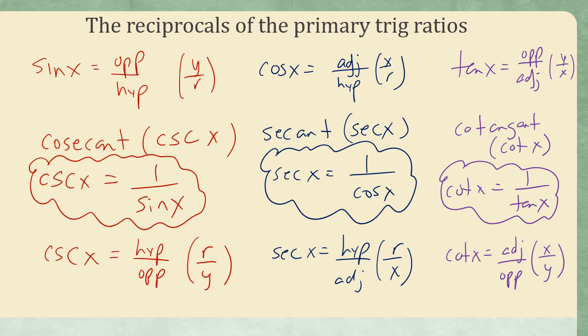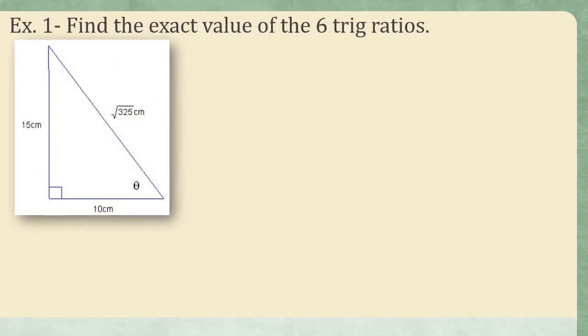cotangents. Our first example: find the exact value of the 6 trig ratios. The first thing you are going to want to do, again, we have root 325. That is not a nice number, it's a decimal, but we can break up 325 into 25 and 13. 25 times 13 is 325. 25 has a nice square root, 5. So I just verbally went over how to simplify that. That becomes 5 root 13. Make sure if this was a test question, you actually show that work and you don't just go to 5 root 13.